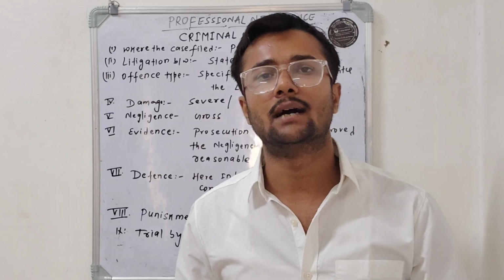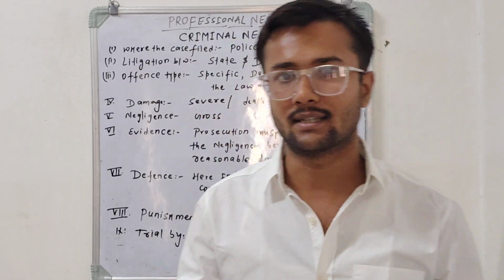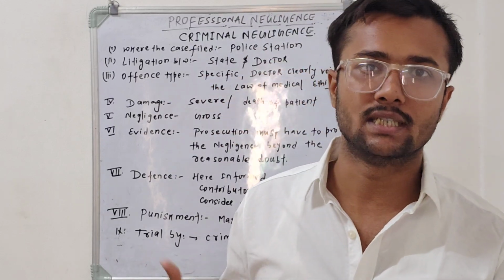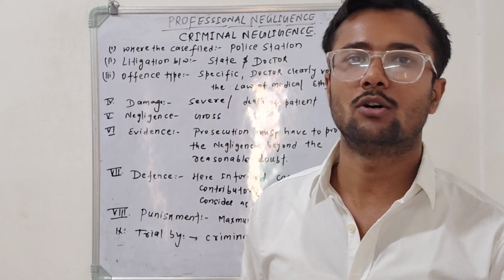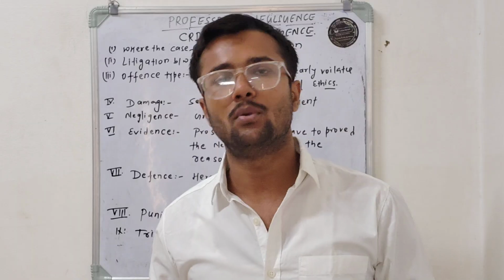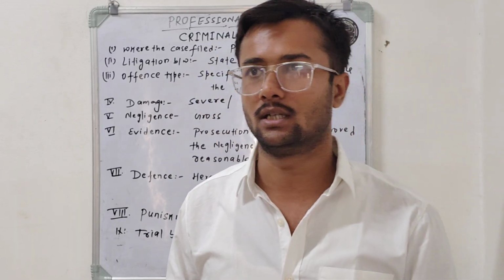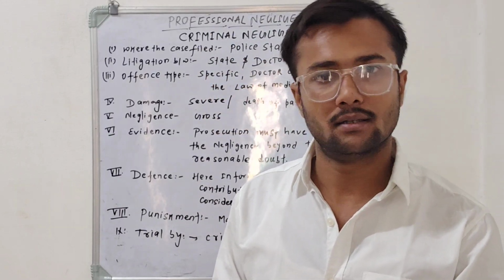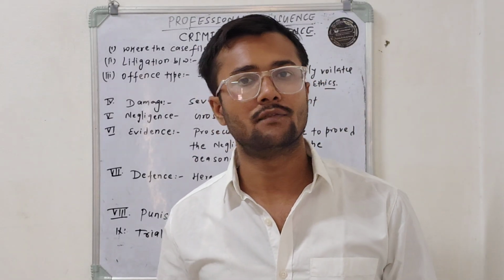So we take some examples of this criminal negligence, so that you have a clear-cut, imaginary concept about this topic. One example of criminal negligence is the death of the patient. What are the other examples of criminal negligence? One is obviously death. The other is amputation of the wrong leg.